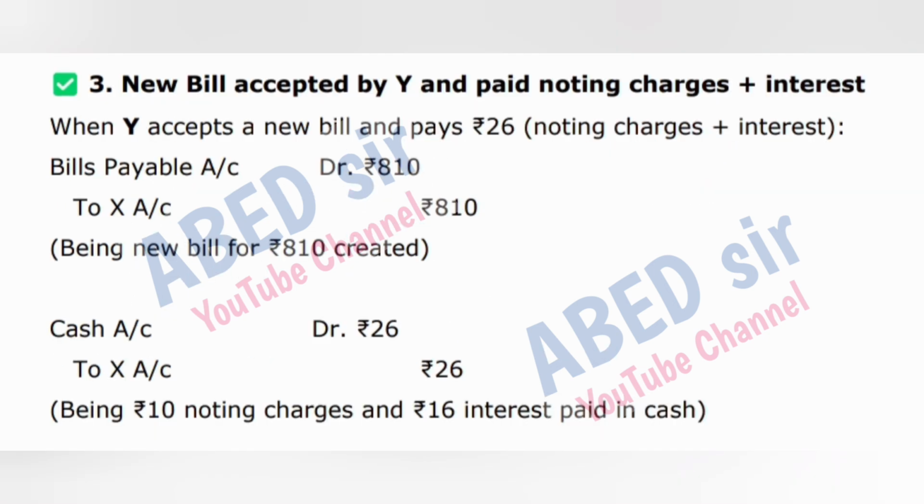3. New bill accepted by Y and paid noting charges plus interest. When Y accepts a new bill and pays 26 rupees, noting charges plus interest. Bills Payable A/c Dr. 810 rupees. To X A/c 810 rupees. Being new bill for 810 rupees created. Cash A/c Dr. 26 rupees. X A/c 26 rupees. Being 10 rupees noting charges and 16 rupees interest paid in cash.